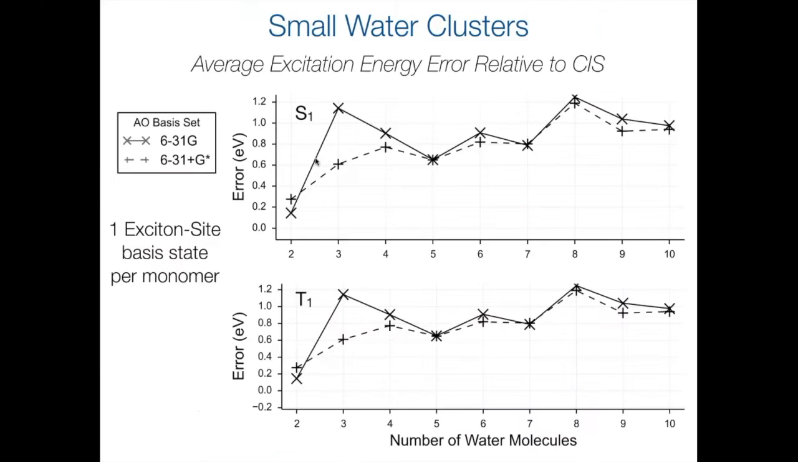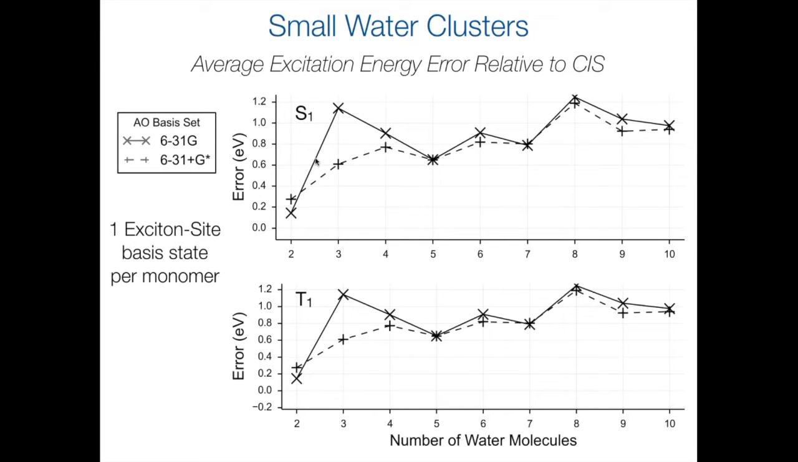If we look at some quantitative results here, these are excitation energy errors relative to the supersystem calculation for a series of water clusters of different sizes and 2 different AO basis sets. Errors are not awesome, but we can tell that they are consistent, and we're tracking the states that we're interested in.